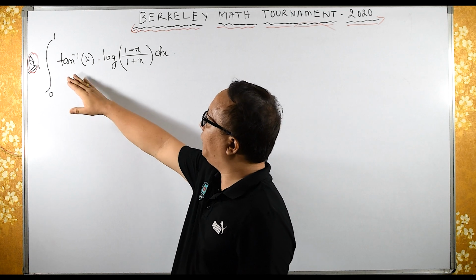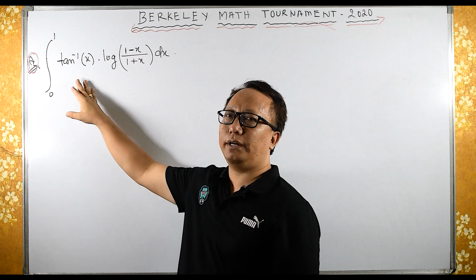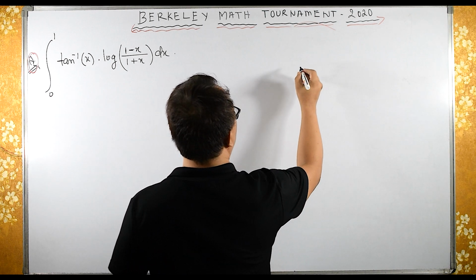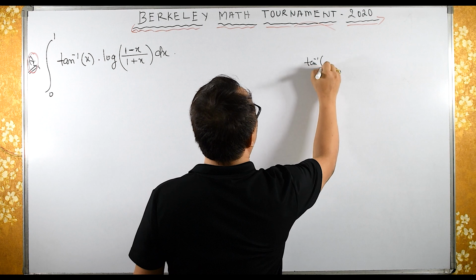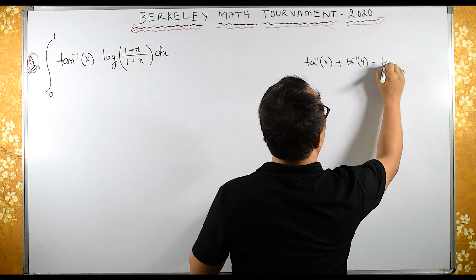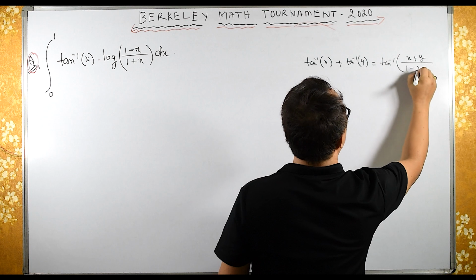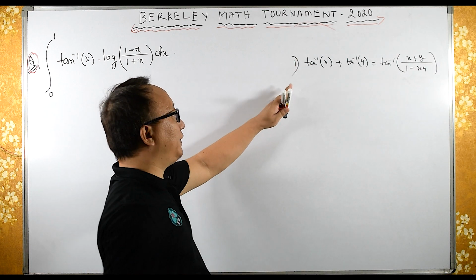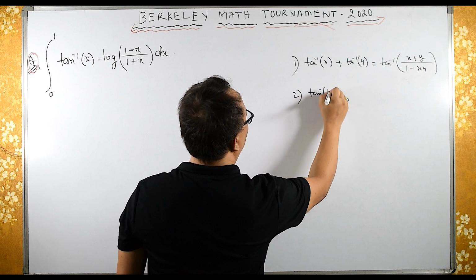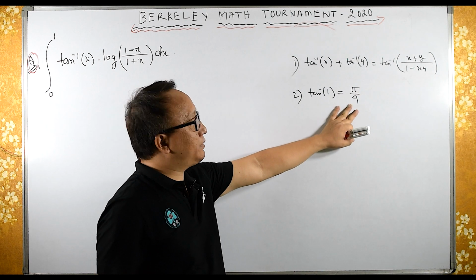Look at this integral. We have tan inverse x as well as log of (1 minus x) upon (1 plus x). So here we'll be using trigonometric identities. One of the identities is, remember, tan inverse x plus tan inverse y equals tan inverse of (x plus y) upon (1 minus xy). This I will be using over here. As well as, remember, tan inverse of 1 is the same as pi by 4. So tan of pi by 4, its value is 1.